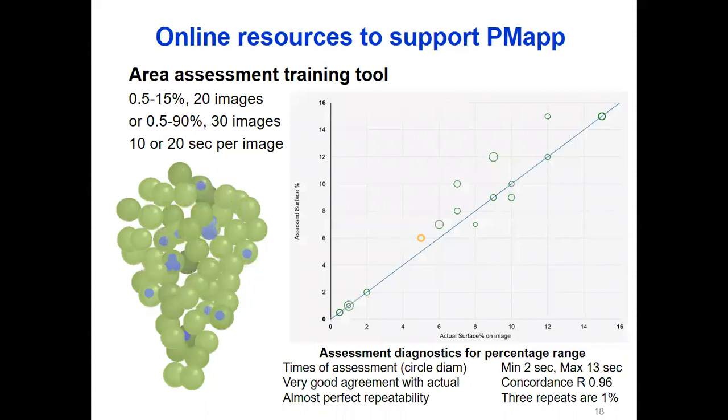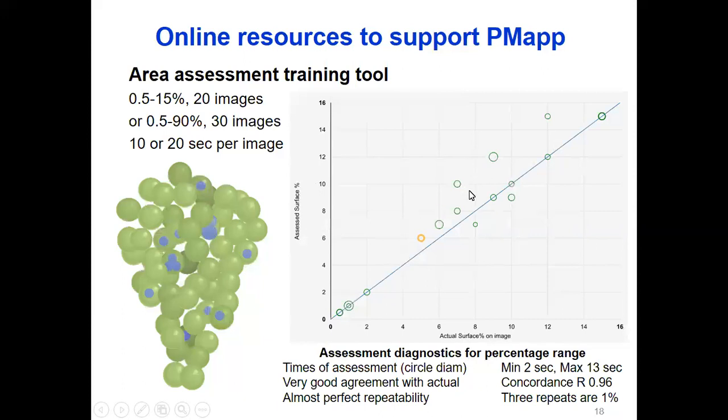And this is an example output from an assessment done at the low end of the scale with 20 images. It's a plot of what the user thought the area shaded on the bunch was versus the actual area on the image as determined by the image assessment software. The dots obviously represent the 20 assessments. The bigger the circle, the longer the person took to make that decision. The blue line shows the agreement of the assessed with the actual. And in this case, there is good agreement with the actual.